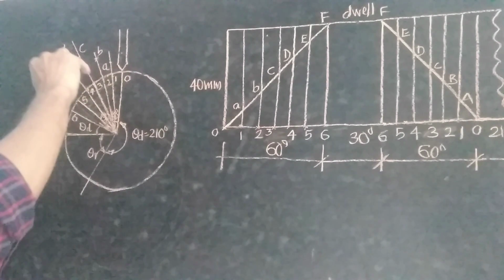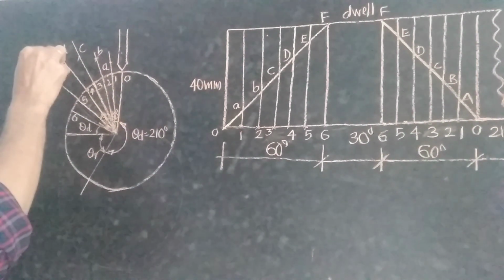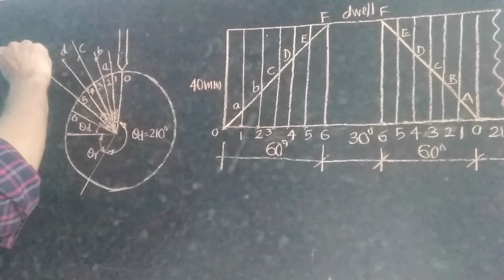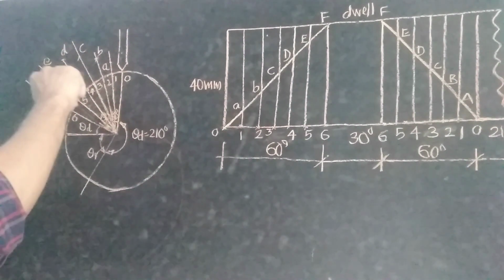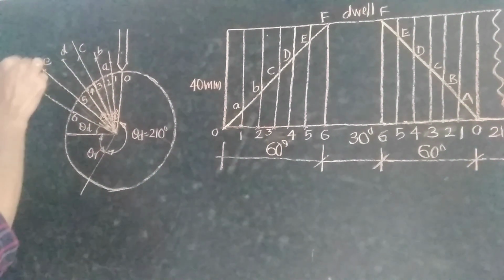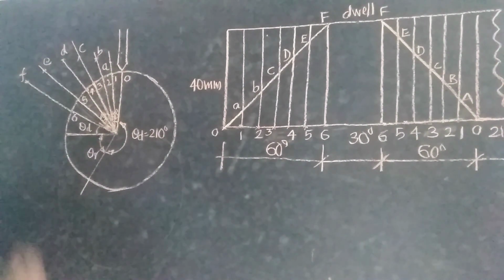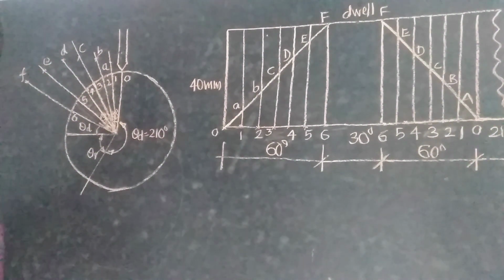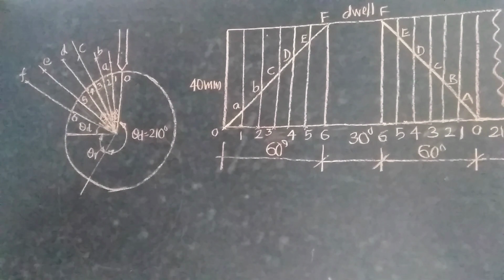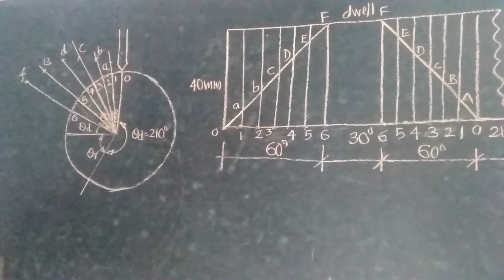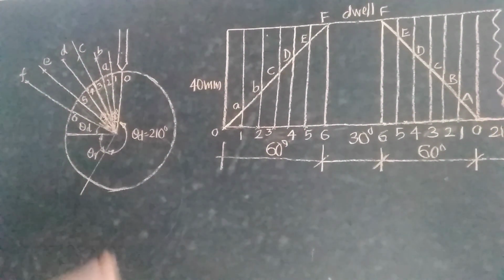next 5e, then finally the maximum displacement for 6f. 6f means here 40 mm. 6f is equal to 40 mm. That is the maximum displacement of the follower.